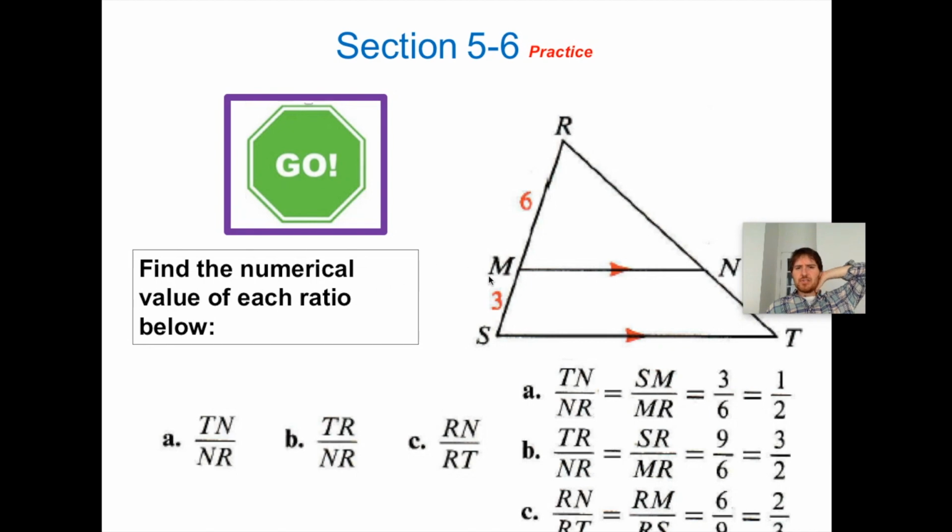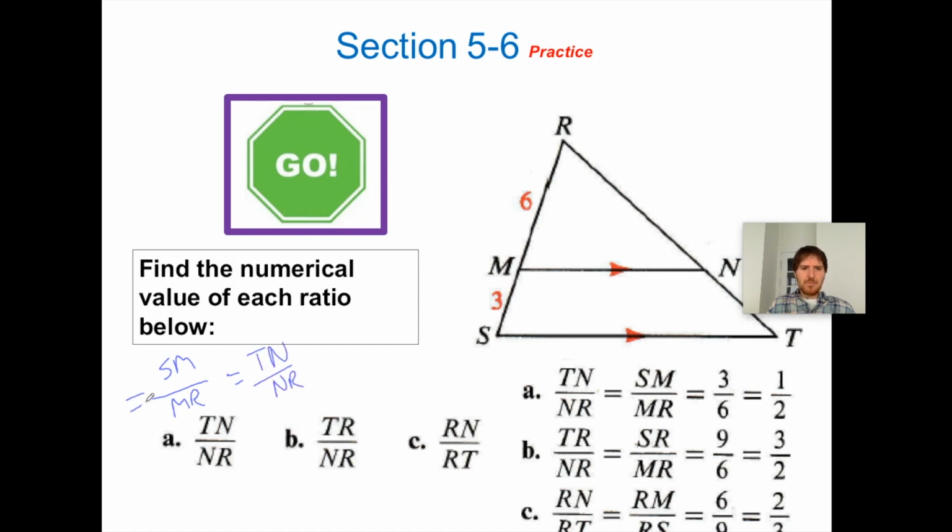Okay, so this part to this part is going to be the same ratio as that part to that part. So this is going to be Tn over Nr, which is part to part, so that's going to be 3 to 6. Look, it's going to be the same here, right? So let's check it out: Sm to Mr equals Tn to Nr.